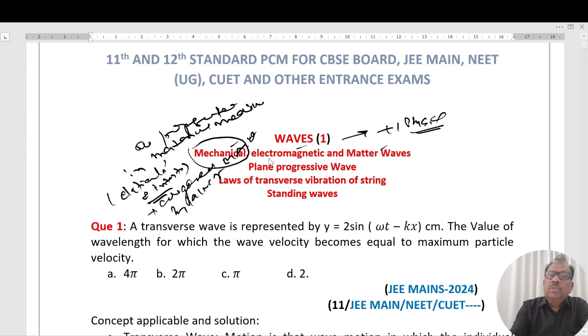These topics will be discussed separately: plane progressive wave, transfer of vibration in a string, and standing waves. All these are very important points, so I request you to go through the session completely. Now these concepts are being cleared by taking 3 questions, one question on each. Right? Let's start the question.